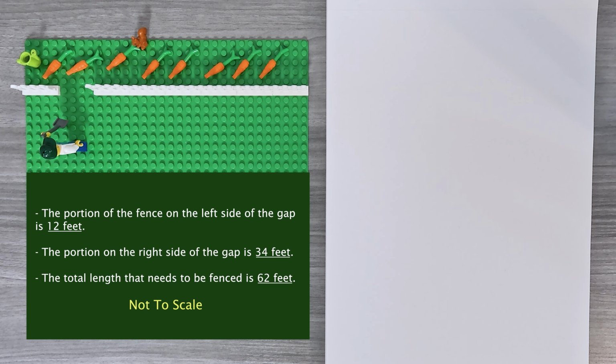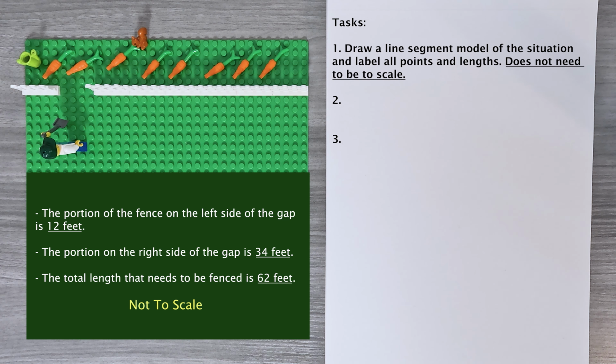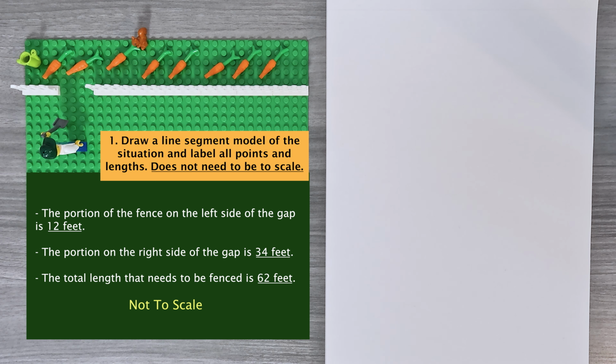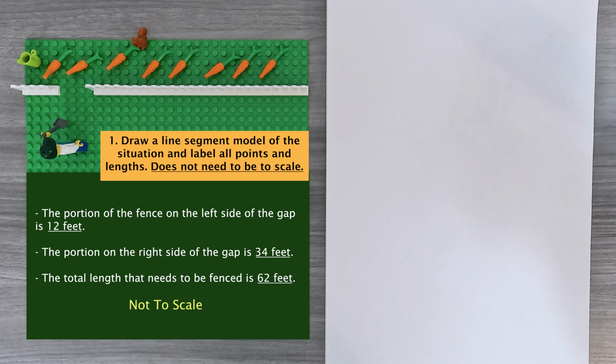Then we're given a task list that has 3 items on it. So first is to draw a line segment model of the situation and label all the points and lengths, and it doesn't have to be to scale. The second is to write an equation that represents the total length of the fence. And then the third is to actually solve for the missing length of the fence. Let's start with that first task. So we're going to draw a line segment model of the situation, add in our labels for points and lengths.